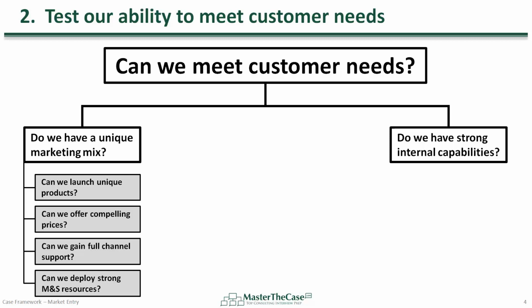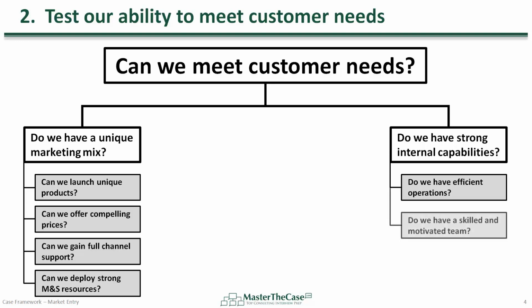Next, to analyze the internal capabilities, we will ask three main questions. 1. Do we have efficient operations? We must have a value chain that is both cost-effective and capable of fully meeting projected customer demand. 2. Do we have a skilled and motivated team? We must have an organization with the right skills and incentives to execute our entry successfully. And 3, do we have sufficient financing? We must have the capital required for substantial market entry investment.